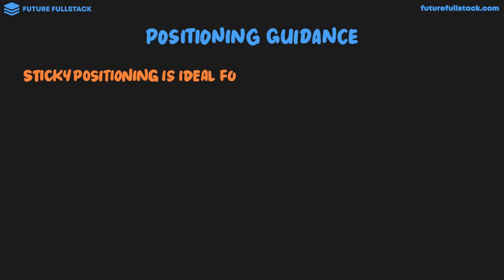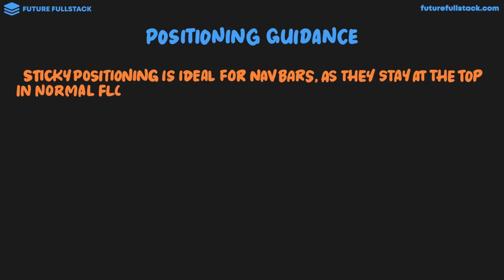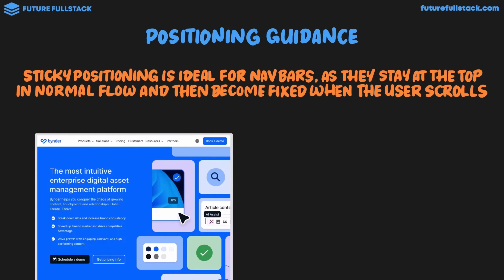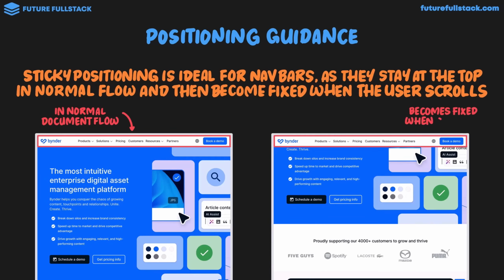Sticky positioning is ideal for navbars as they stay at the top in normal flow and then become fixed when the user scrolls. Looking at this page over here, our navbar is initially in normal document flow, that is, it occupies its slot, but the navbar then becomes fixed when the user scrolls down. So for a navbar, we do want it to initially remain in normal document flow. We want the navbar in its original slot. But sometimes we want our navbar to remain at the top of the page when we scroll. And this is a perfect use case of sticky positioning, and we even classify our navbar as a sticky navbar.